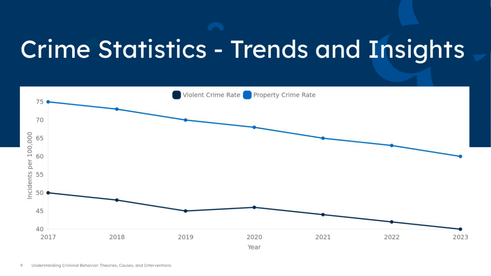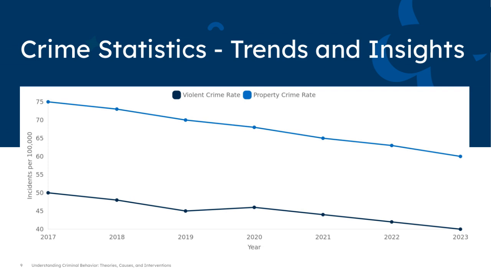Here we can see the trends in crime rates over the past several years, focusing on both violent and property crimes. What stands out is a consistent decline in both categories from 2017 to 2023. Violent crime rates dropped from 50 incidents per 100,000 people in 2017 down to 40 in 2023. Similarly, property crime rates have steadily decreased from 75 to 60 incidents per 100,000 during the same period. This downward trend suggests improvements in public safety and possibly effective crime prevention strategies. It's important to monitor these trends closely as they provide valuable insights into where resources and efforts are making the most impact.